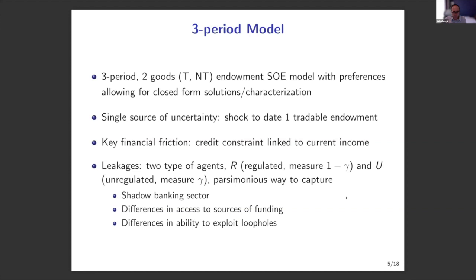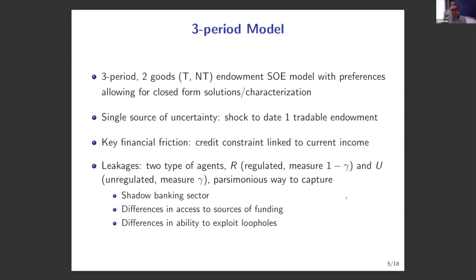So we have a single source of uncertainty. That's going to be a shock to the tradable endowment at day one, and there won't be any shock after that. So we'll have a distinction between the ex ante stage at day zero before the shock is realized, and then the ex post stage at day one. We'll have a key financial friction, and it's going to be this credit constraint linked to current income that we've heard about in the session just before lunch.